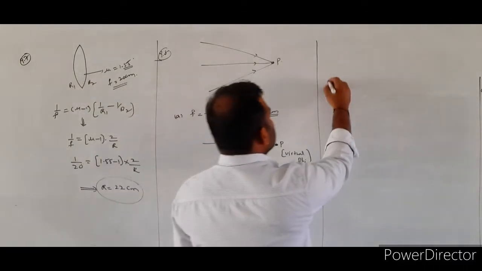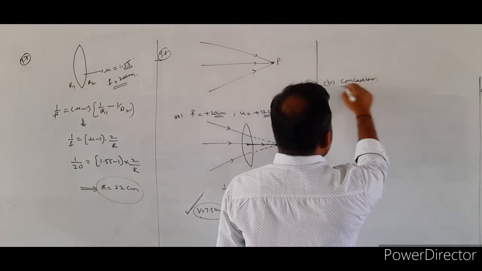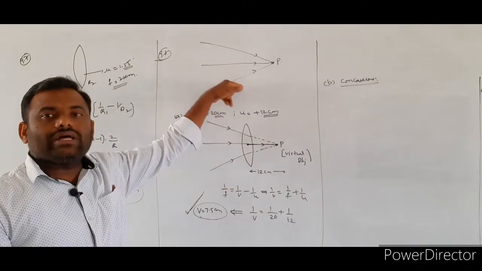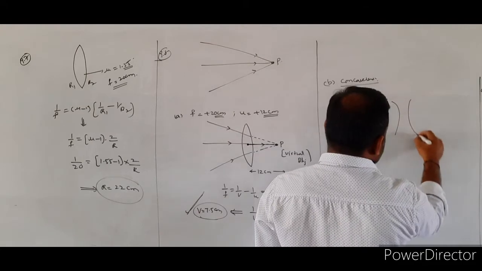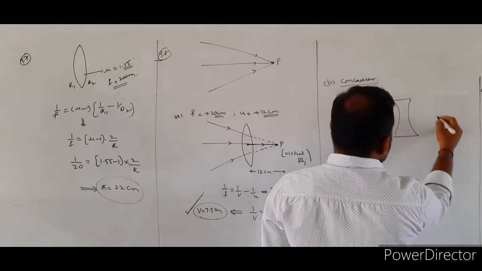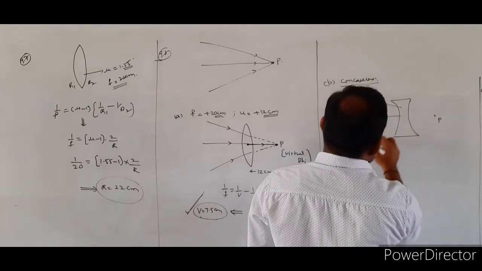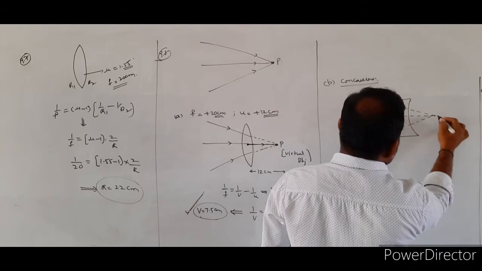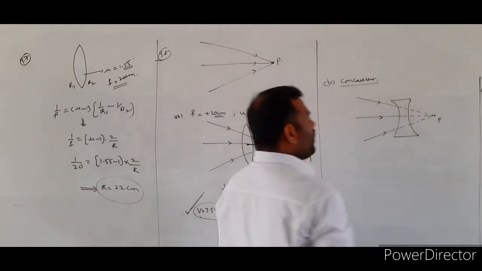In the second case, we have to consider a concave lens. The concave lens will be placed in the path of the convergent beam. The corresponding ray diagram is like this. This is a representation of the concave lens, and this is the point P. These convergent light rays are going to be converged at the point P. So this is the ray diagram for the concave lens.